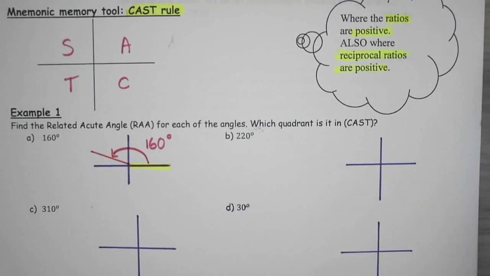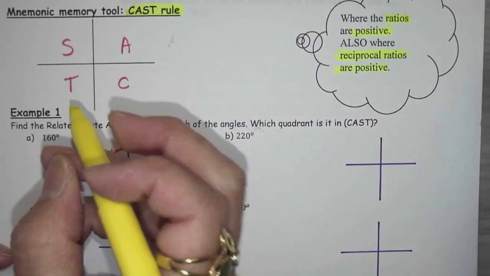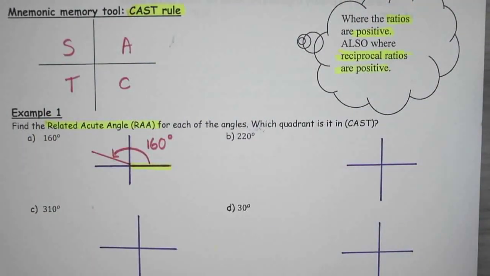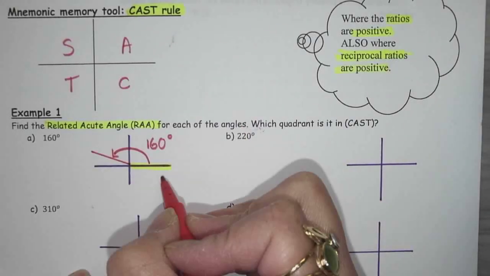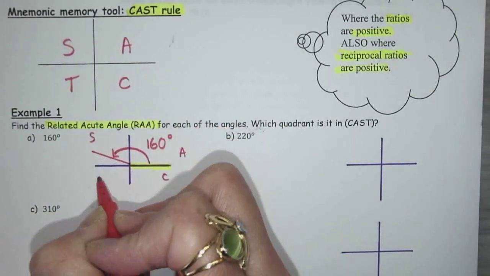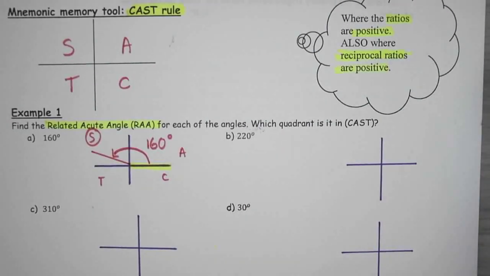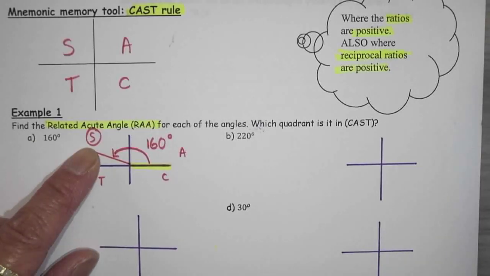Okay? I'm asking you, read the question, find the related acute angle. You're going to get used to this word. I'm going to use it all the time. Related acute angle for each of the angles, and which quadrant is it in terms of CAST. So if I go CAST, it's in the S quadrant. We're going to use this. This is going to be our first step when we're answering the questions. Draw it, tell me the related acute angle, and then we know it's in the S quadrant. That means that the sine ratios will be positive. All right, so 160. I haven't finished what the question asked, so I know it's in the S quadrant.